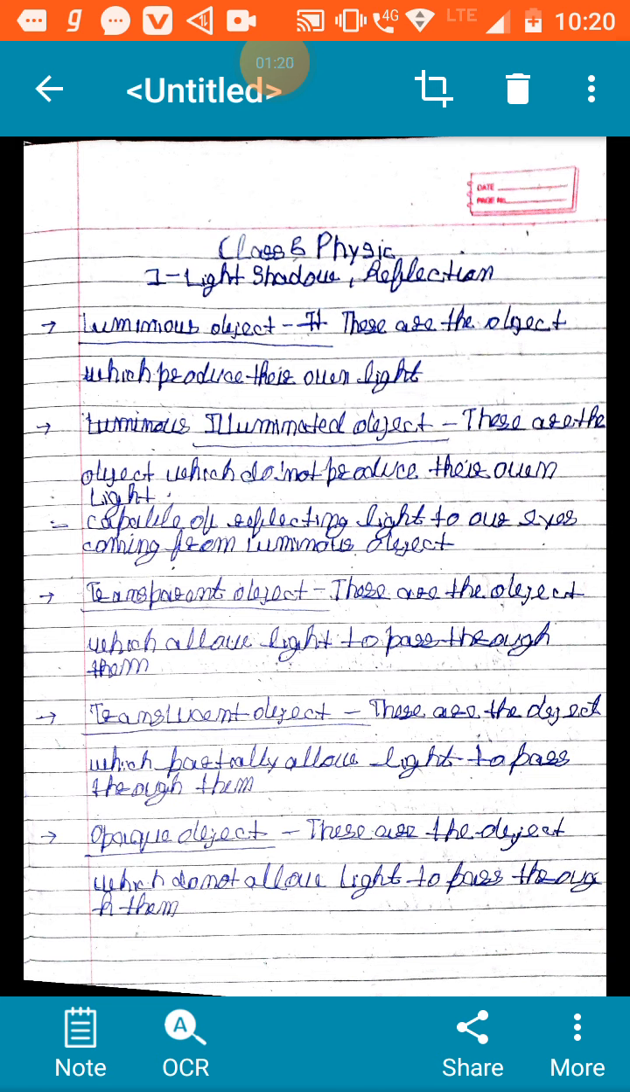Translucent object: these are the objects which partially allow light to pass through them. Opaque object: these are the objects which do not allow light to pass through them.